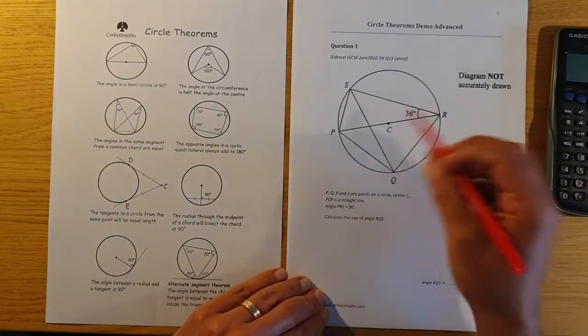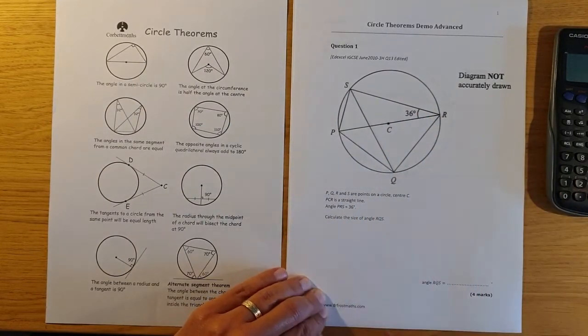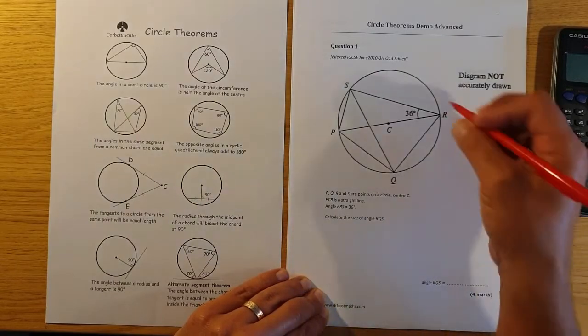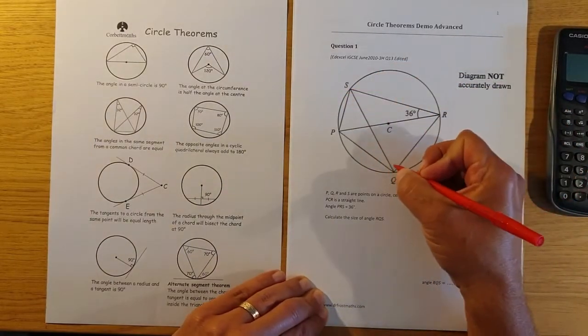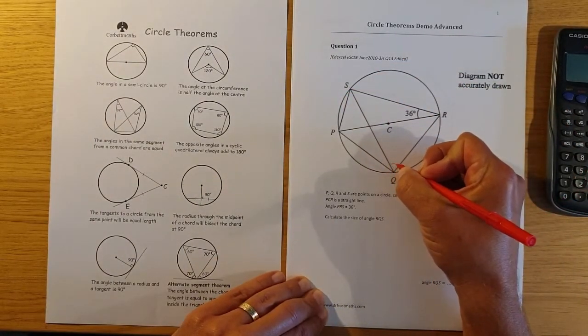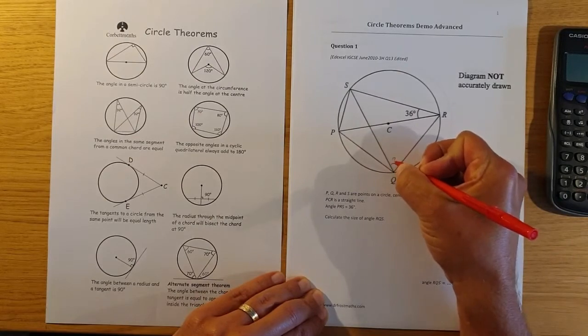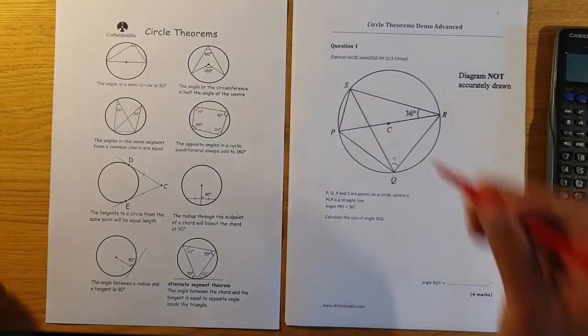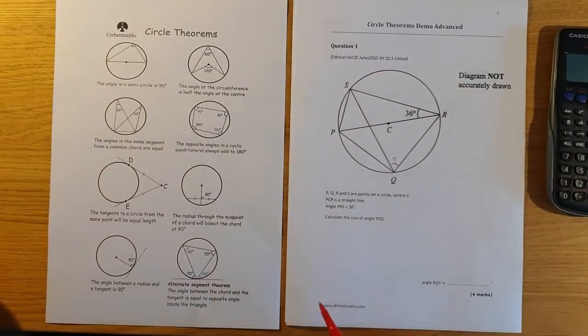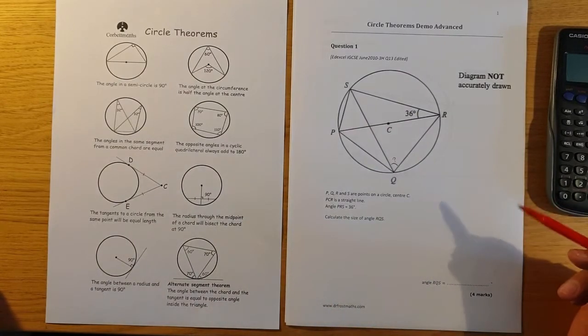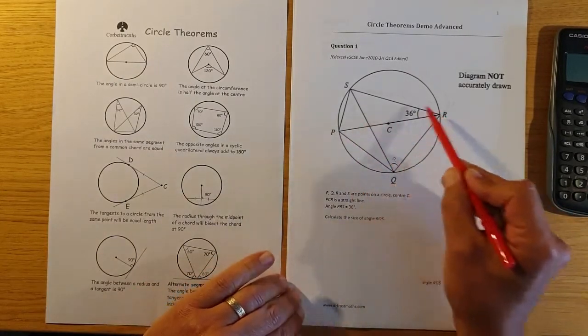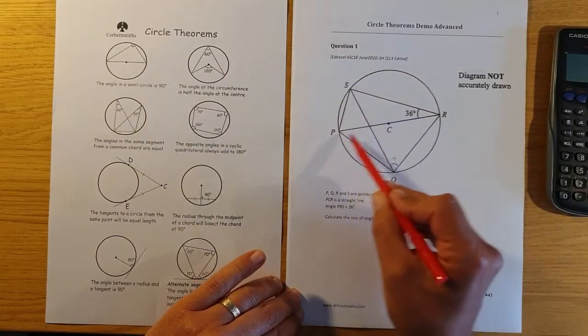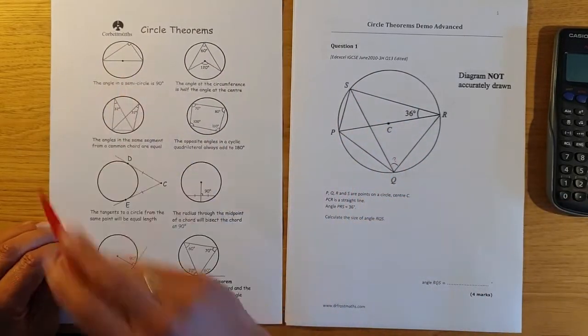Angle PRS is 36 degrees, shown on the diagram. Calculate RQS. So the first thing I'm going to do is work out the angle that I want. It's that one. And I'm going to put a little question mark in it, just so I know what it is. That's the angle I'm finding. Now, I'm going to think about this circle theorem that I already know about. I know I've got a diameter in here. I know I'm using this.